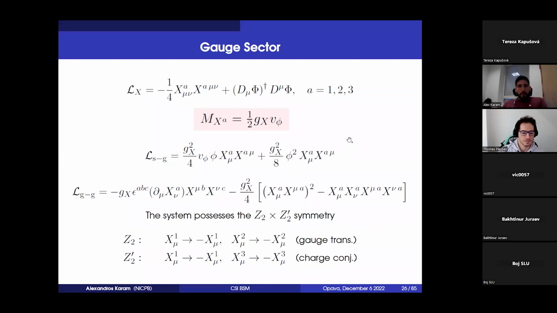Now, in the gauge sector, we discussed already that this is the mass of the 3 extra gauge bosons. But what is also interesting is that the system possesses a Z2 cross Z2 prime symmetry, which corresponds to a gauge transformation and a charge conjugation of the group elements. Therefore, these three gauge particles are stable, and they can be dark matter candidates since they are stable.